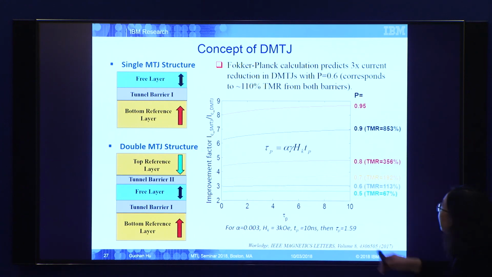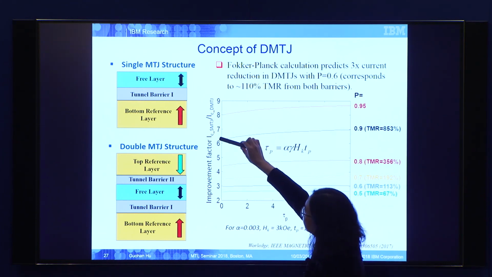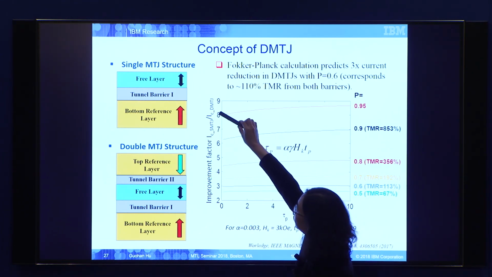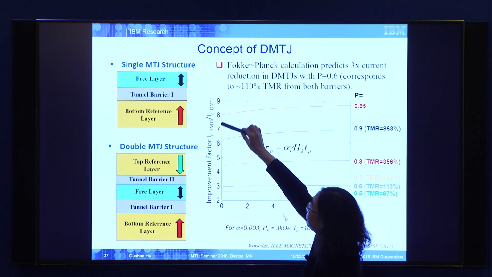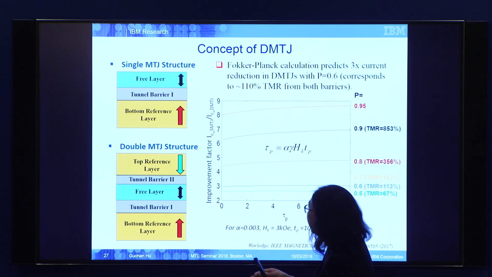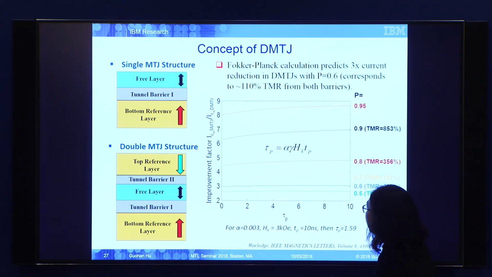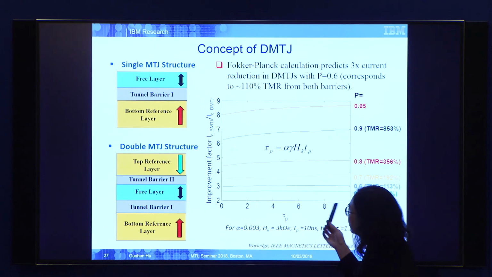And on the right is some calculation my colleague did, and this was published last year, to really show the improvement in terms of the current. The y-axis is how much the switching current scales when you go from single MTJ to double MTJ. And the x-axis is just switching speed.